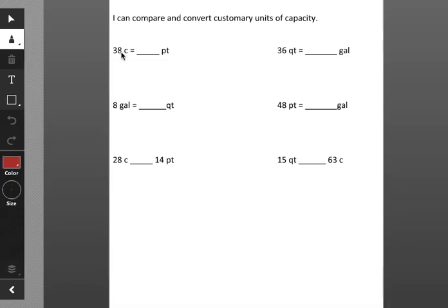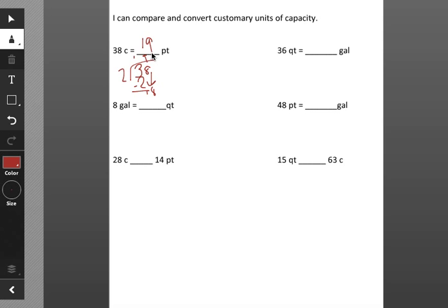So if I have 38 cups, because the C stands for cups, I want to know how many pints that is. If I look at my reference sheet, I know that 1 pint equals 2 cups. So I need to take my 38 cups and divide it by 2. That's going to tell me how many pints I need. So 2 goes into 3 one time. Subtract, and get a 1, and bring down my 8. 2 goes into 18 9 times. So my answer is going to be 19 pints.